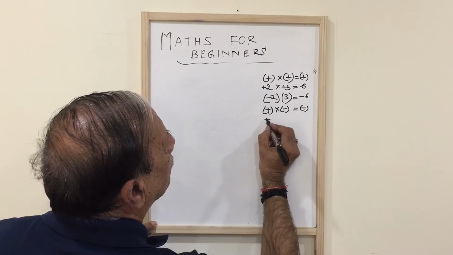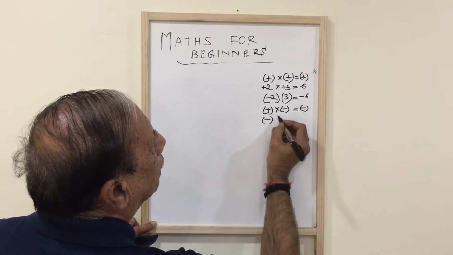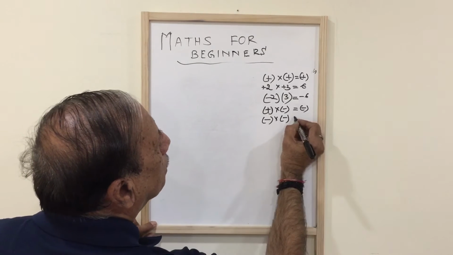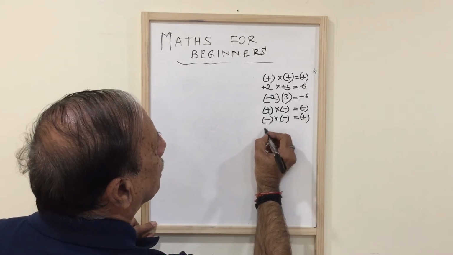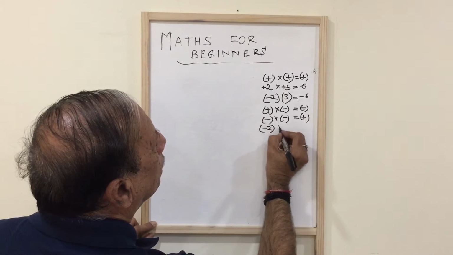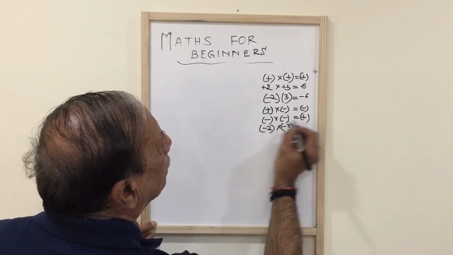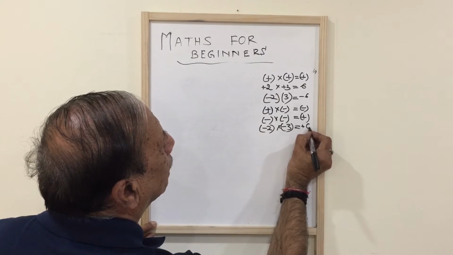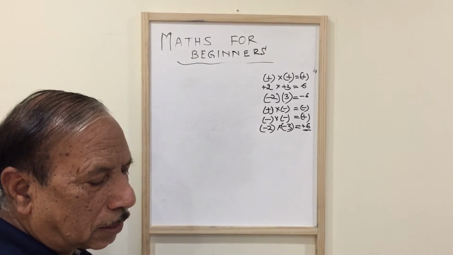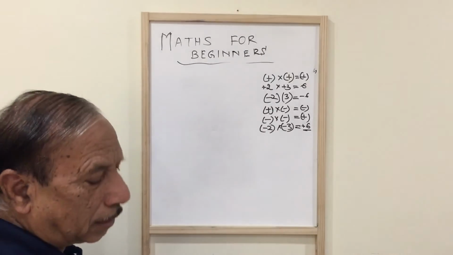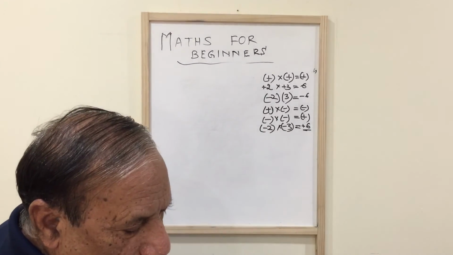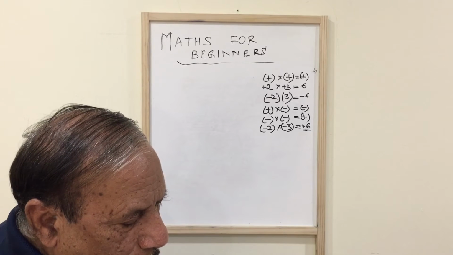Next, if a term is in minus, you have to multiply another term which is also minus, then it comes plus. Suppose it is minus 2, it's a minus 3. If you multiply, so minus minus gets plus, so it will become a plus 6. So these are the certain rules which you have to apply, and students normally commit mistakes in this.